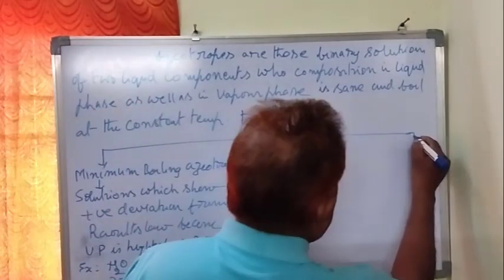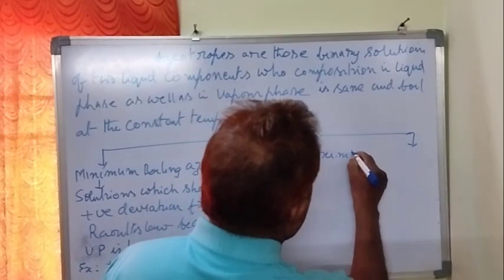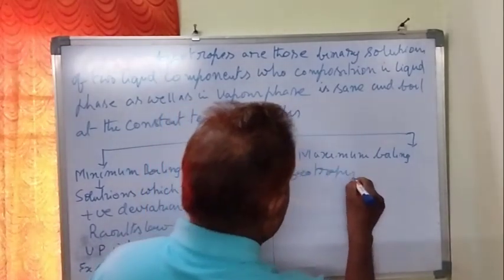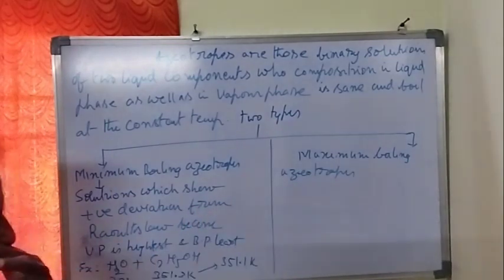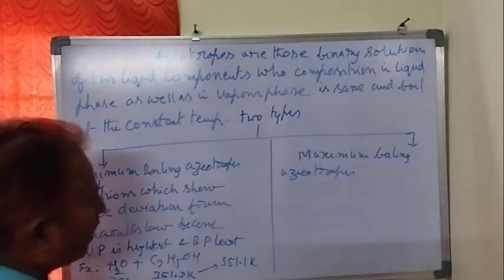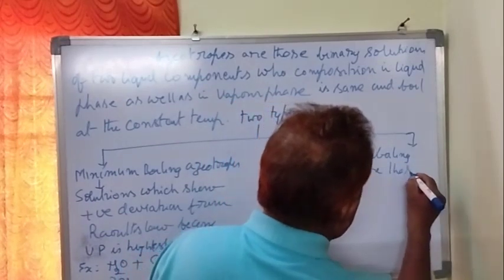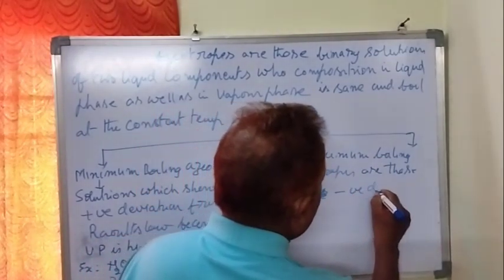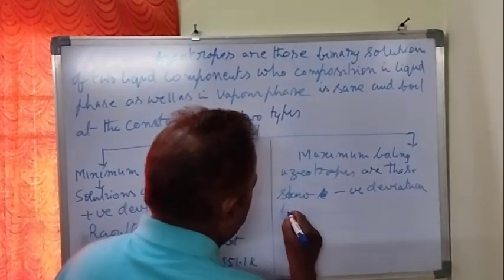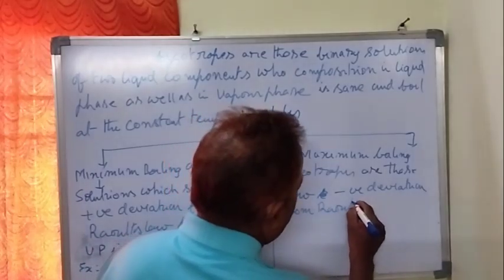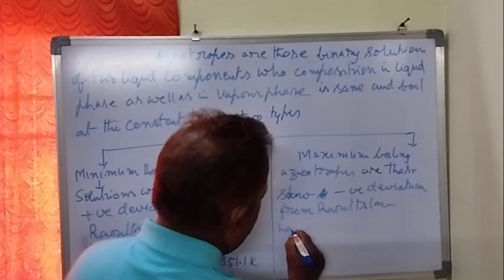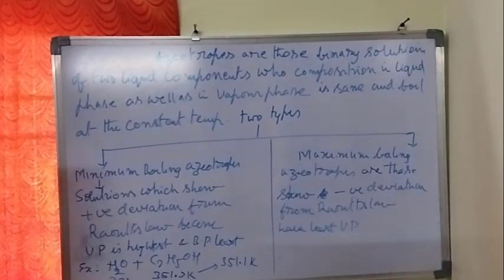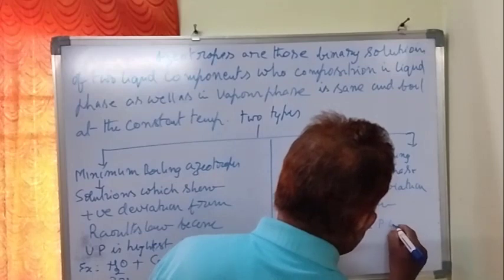On the other hand, maximum boiling azeotropes. As you understood the minimum boiling azeotropes, you can guess the maximum boiling azeotropes. Maximum boiling azeotropes are those solutions which show negative deviation from Raoult's law. They have least vapor pressure as expected by Raoult's law, and of course the boiling point is highest.